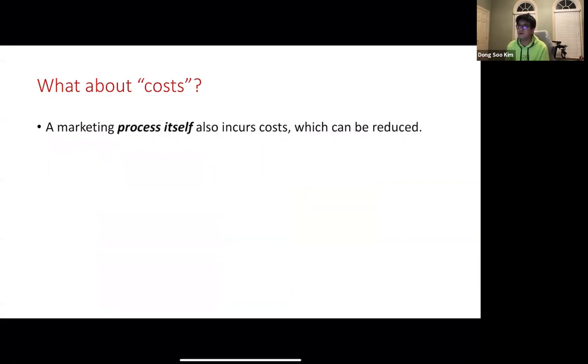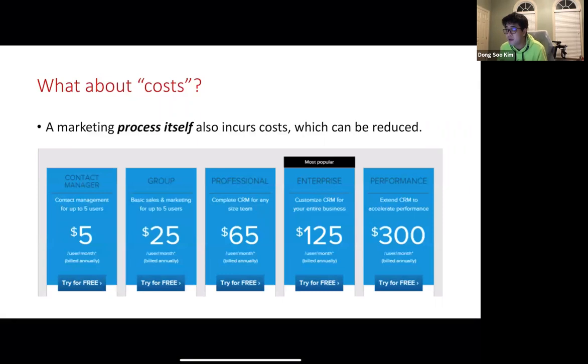Also, marketers need to seriously think about operating costs. This shows the price of a typical CRM software. The most popular one's price is $125 per month. This means that if a firm is using this CRM tool, an additional $125 cost is incurred every month, even though the firm does not do any marketing action with the tool.